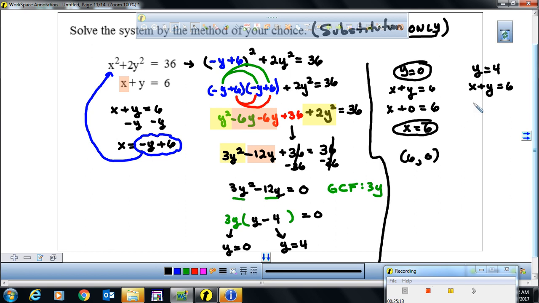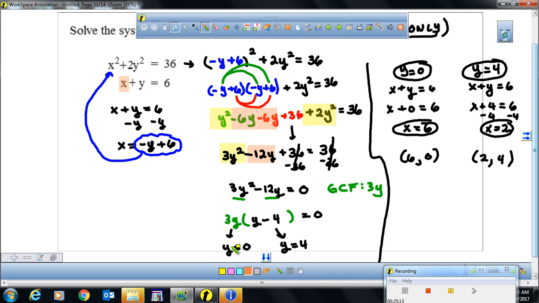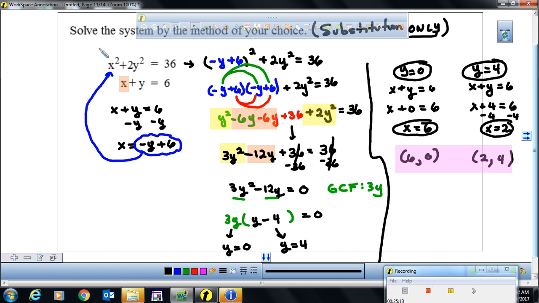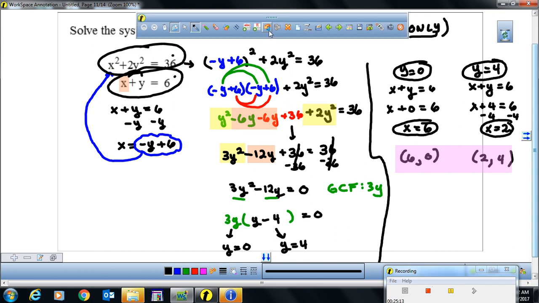Second, when y is equal to 4, x plus y, which is 4, equals 6. So then I subtract 4 from both sides, and that gives me x is equal to 2. So right here, when x is equal to 2, y is equal to 4. So my second point of intersection is the point 2, comma, 4. So that means that these two equations intersect at the points 6, comma, 0 and 2, comma, 4. We can check these solutions as usual by replacing the x and the y into this equation and this equation to see if it equals 36 and 6 on both.